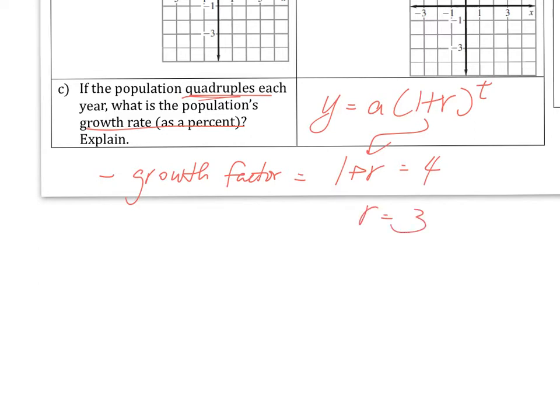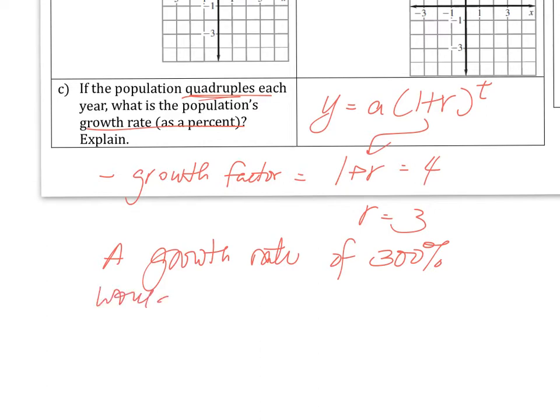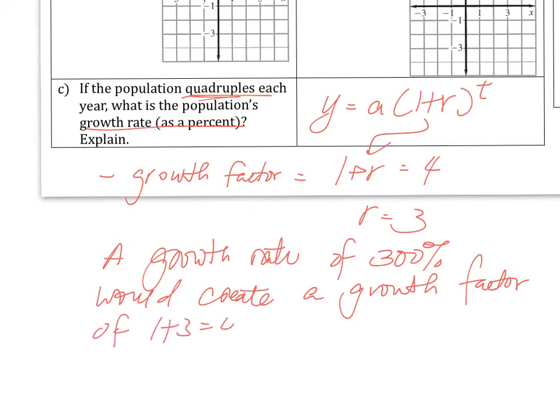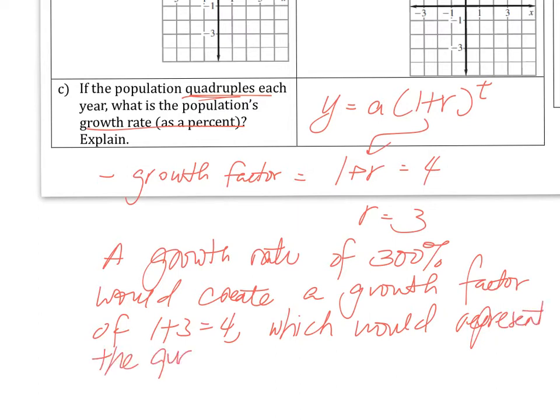So an example will be a growth rate of 300% would create a growth factor of 1 plus 3 equal to 4, which would represent the quadrupling of the population every year.